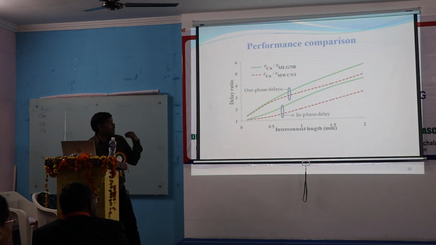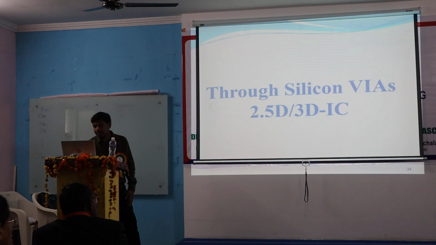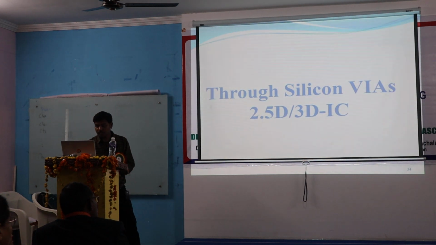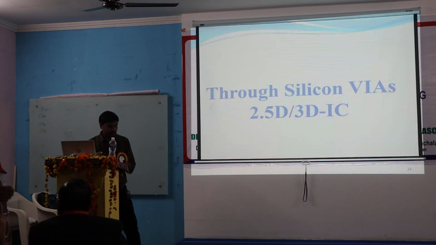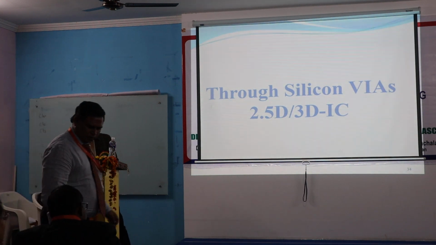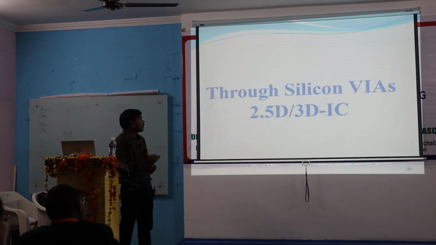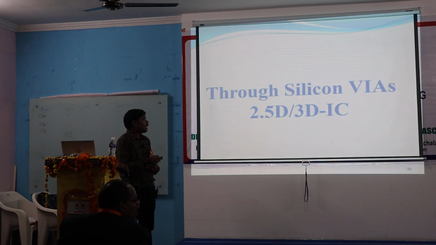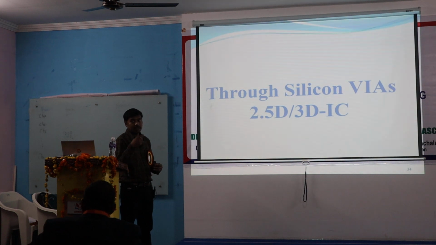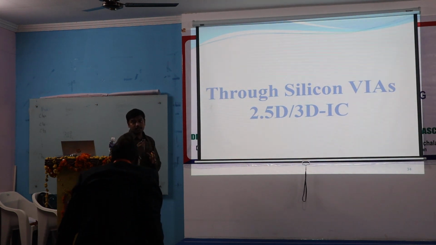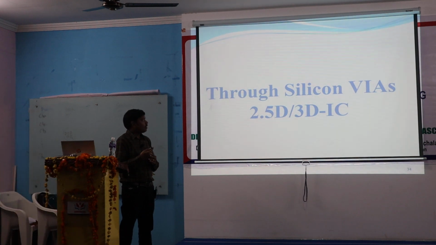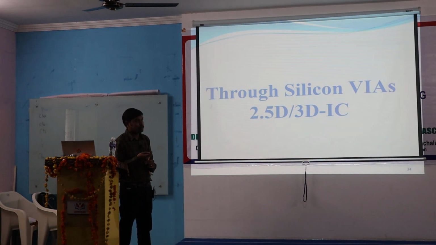So this one I will skip here, because half of the time is already over. I will try to discuss this after completion of my objective. My objective is that you need to understand those two papers. Once that is done, if time is available, then I will come to this slide: through silicon vias for 2.5D and 3D IC.